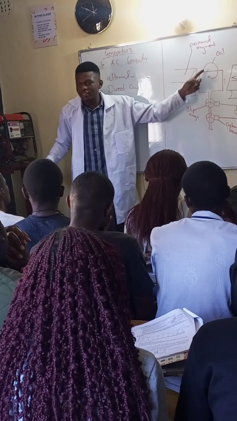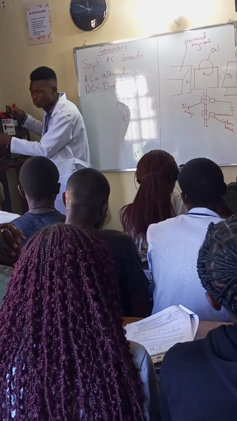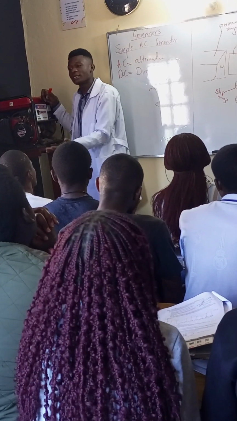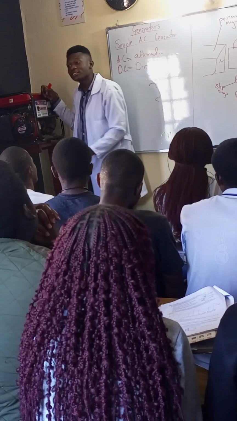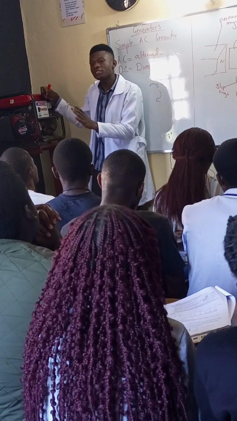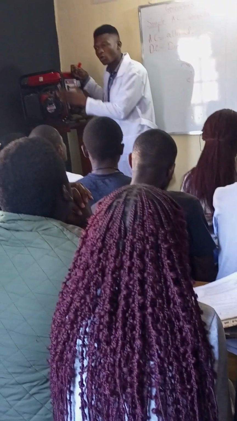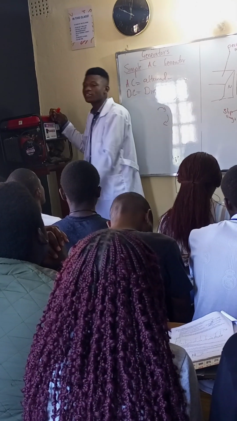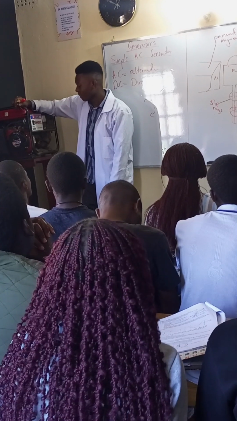As the core is rotating, it is producing what? Electricity. That's why you cannot just start it straight away. You're supposed to make sure the core starts turning, otherwise electricity won't be produced. So how is electricity going to be produced? By having a lot of coils. Are you seeing that?